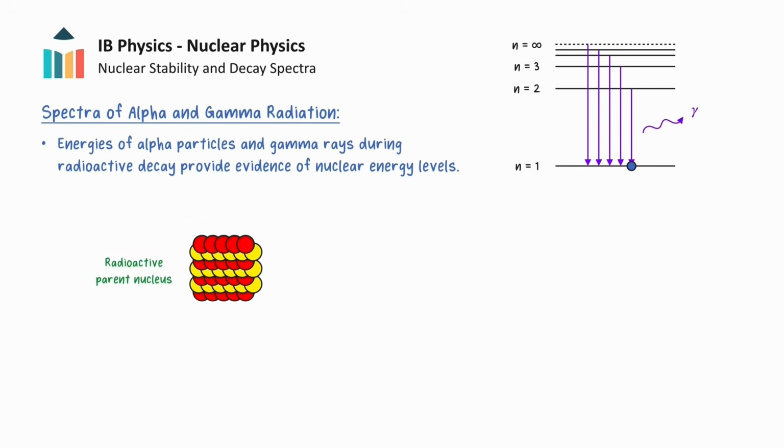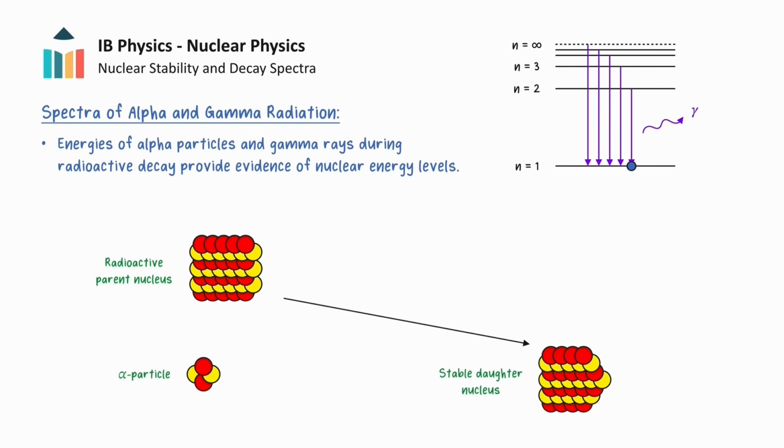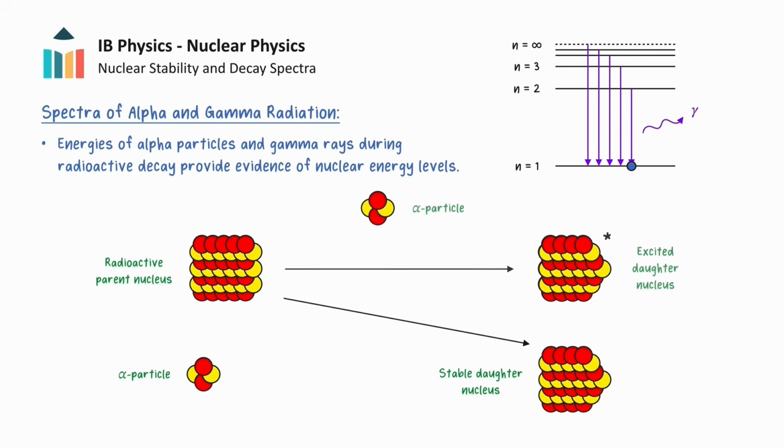When a radioactive parent nucleus emits an alpha particle, it can result in a stable daughter nucleus. However, what often happens is that the emission of an alpha particle leaves the daughter nucleus in an excited state. To return to the stable ground state energy level, the daughter nucleus must then emit one or more gamma ray photons, thereby giving up the excess energy in the form of electromagnetic radiation.